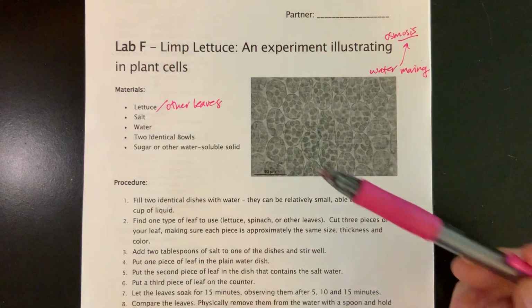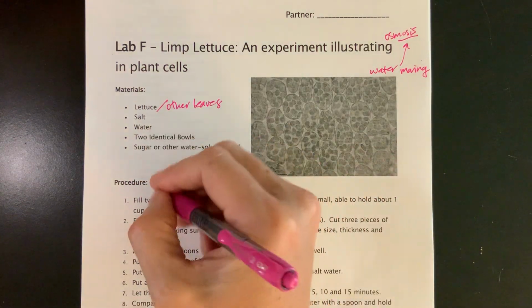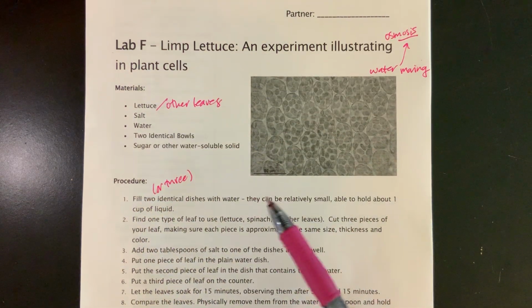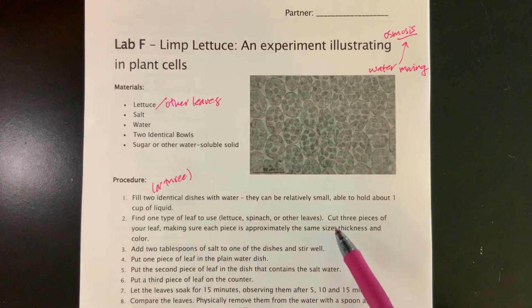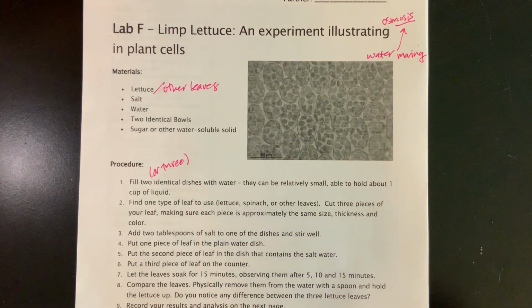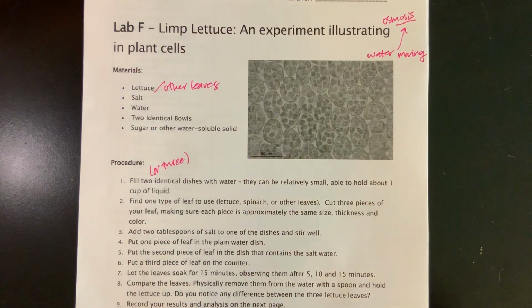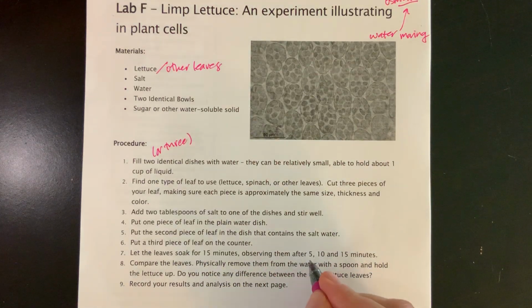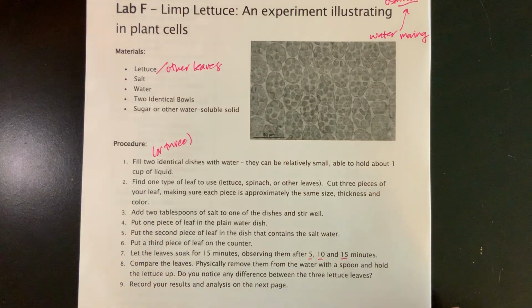So you're going to see in the video that we have 2 or maybe even 3 identical dishes filled with water. Pick one type of leaf and you'll have 3 pieces of it. You'll see in the video how this is set up. We're going to add salt to one dish, leave another one with plain water, and I add sugar, I think, in the video to compare it. You're going to let these leaves soak and observe them at 5 and 10 and 15 minutes, and then record your results and analysis on the next page.